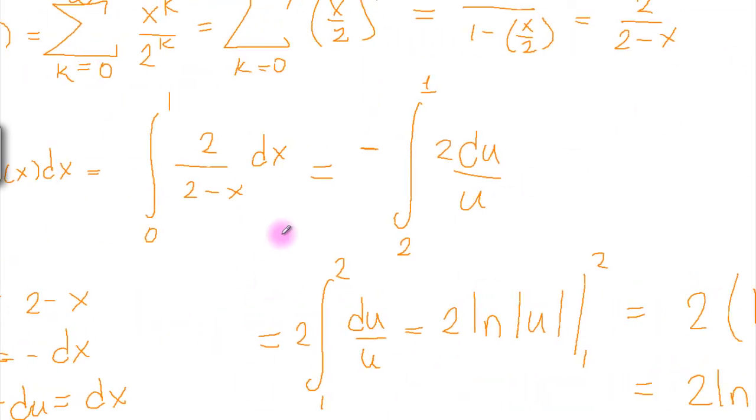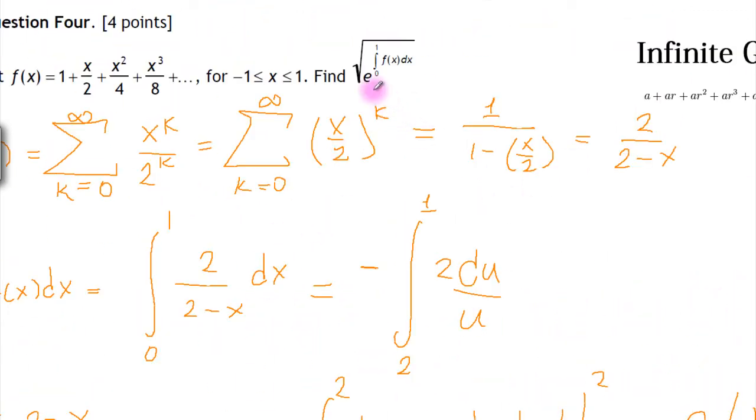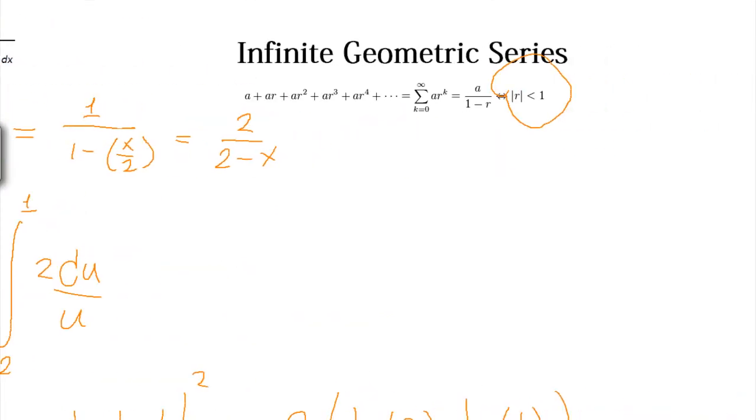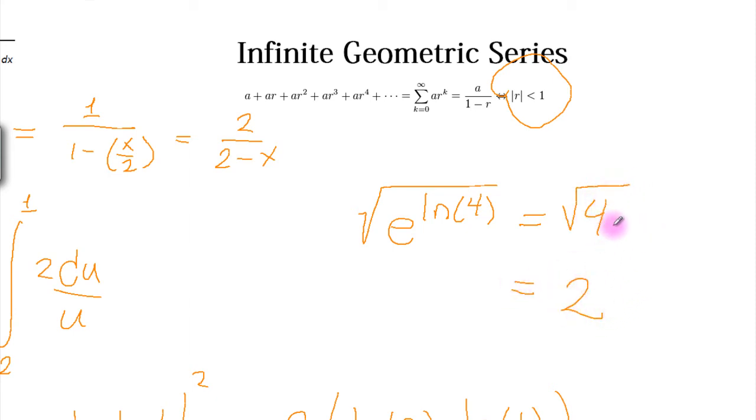But we're not finished yet. We still want to find the square root of e to the power of the integral. So we have the square root of e to the power log of 4. But you know that since log is the inverse of e, this is just the square root of 4, which is just 2. And this is our answer, guys.